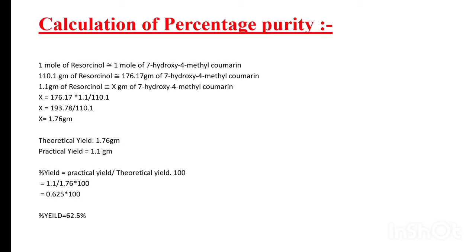Calculation of percentage yield of coumarin. 1 mole of resorcinol is equal to 110.1 gram, and 1 mole of 7-hydroxy-4-methyl coumarin is 176.17 gram. So by cross multiplying, we get the theoretical value, that is 1.76 gram. So theoretical yield is 1.76 gram and our practical yield is 1.1 gram. Therefore, percentage yield is calculated as practical yield upon theoretical yield into 100, which gives 62.5% yield.